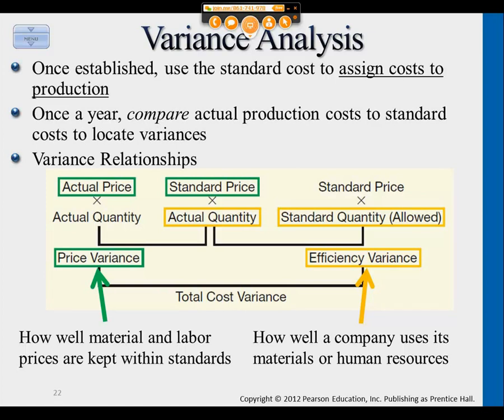Price variance is your actual price times actual quantity, from which you subtract your standard price times actual quantity. That's your price variance. And then the efficiency variance is the difference between your standard price times actual quantity and your standard price times standard quantity.